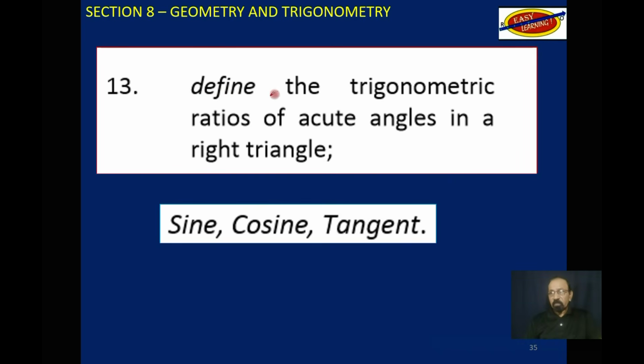So the objective is define the trigonometric ratios of acute angles in a right triangle. Now this is redundant because if it is a right triangle, the other two angles must both be acute. So the sine, the cosine, and the tangent.